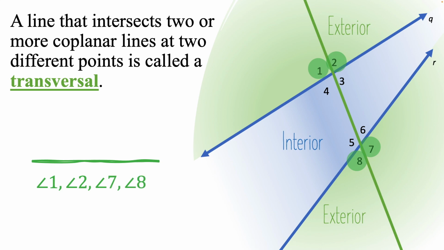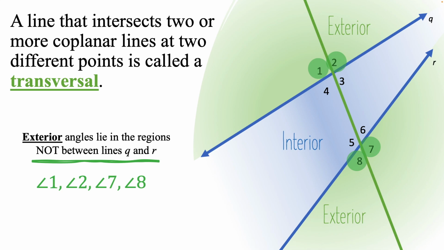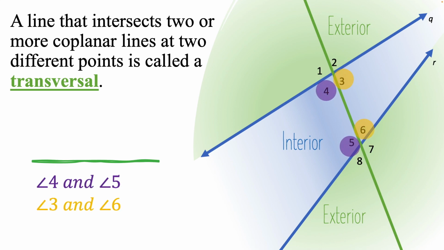So 1, 2, 7, and 8, those are called, shocker, exterior angles. Okay, now we're going to get a little bit more complicated. Let's bring them in again, and we're going to look at some different kinds of pairs.